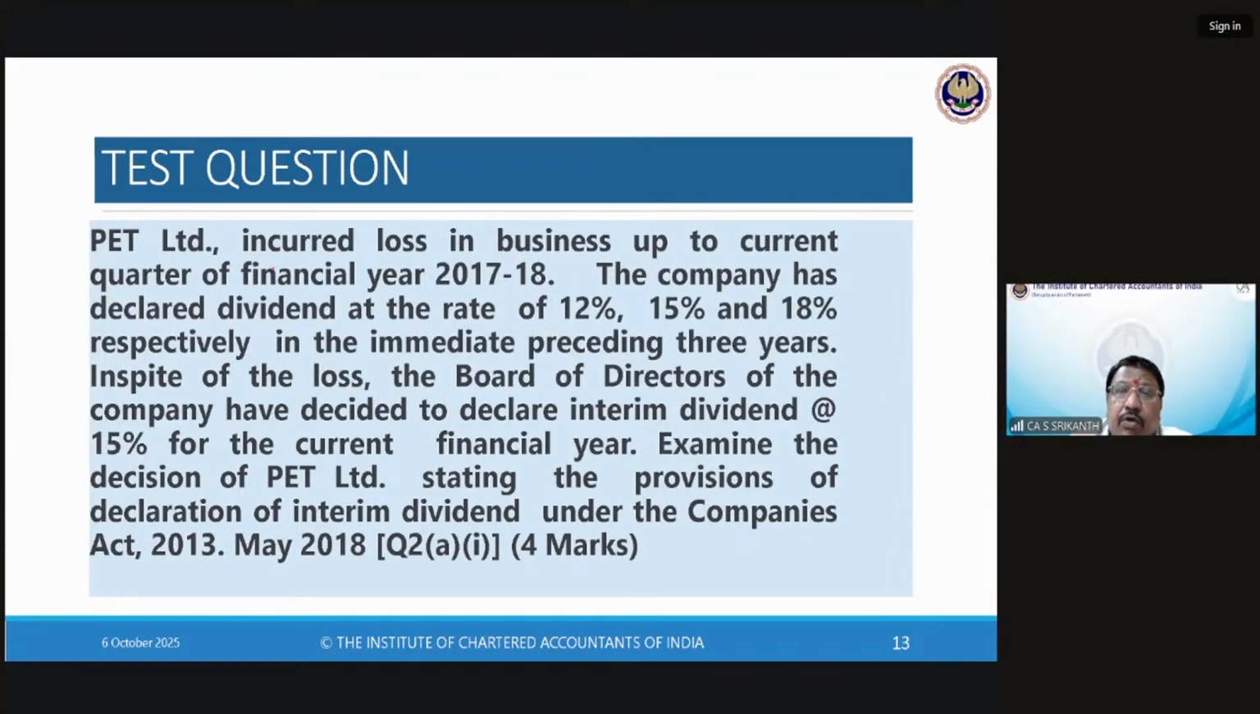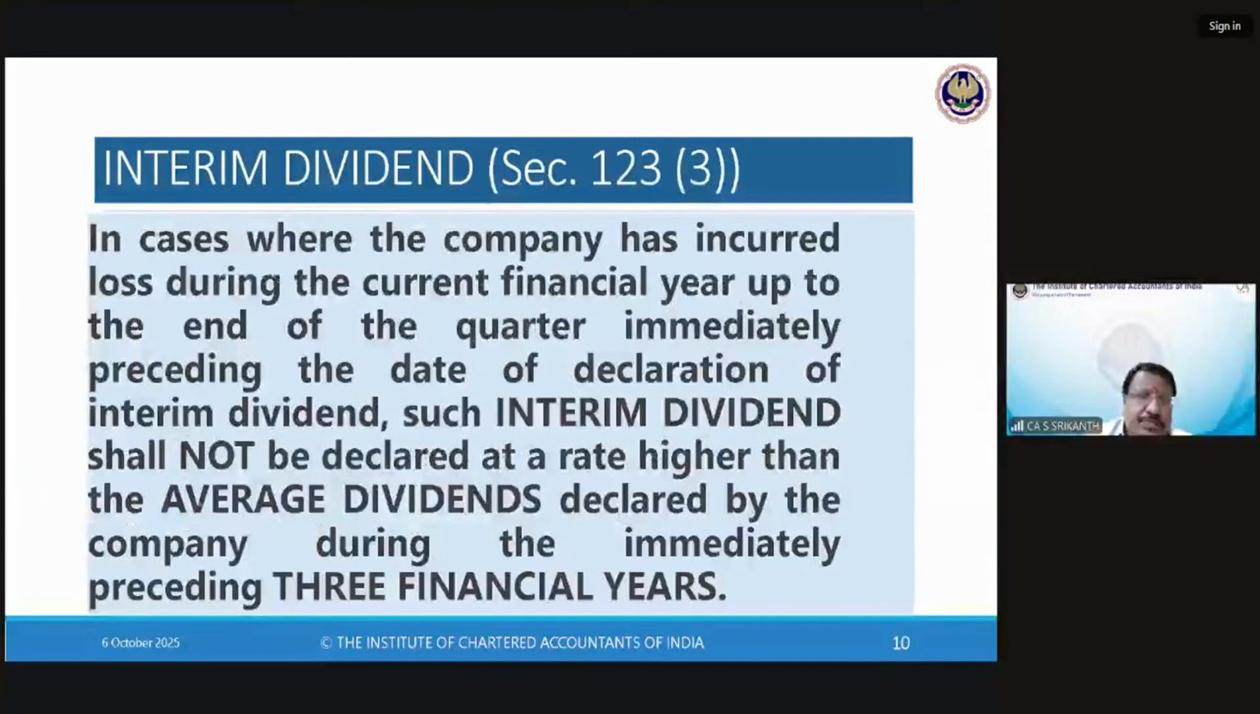Maurya ji, you total these three. 12 plus 18, 30, right? 30 plus 10, 40 plus 5, 45. 45 divided by 3, the average, is 15%. Okay. Have you understood, sir? Therefore, they want to declare 15. So all they're saying is, you cannot go beyond.